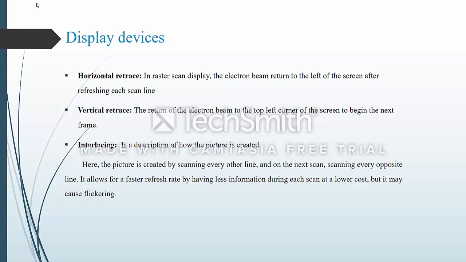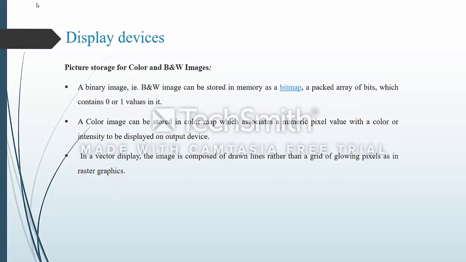It is a description of how the picture is created. Here, the picture is created by scanning every other line and on the next scan, scanning every opposite line. It allows for a faster refresh rate by having less information during each scan at lower cost, but it may cause flickering.